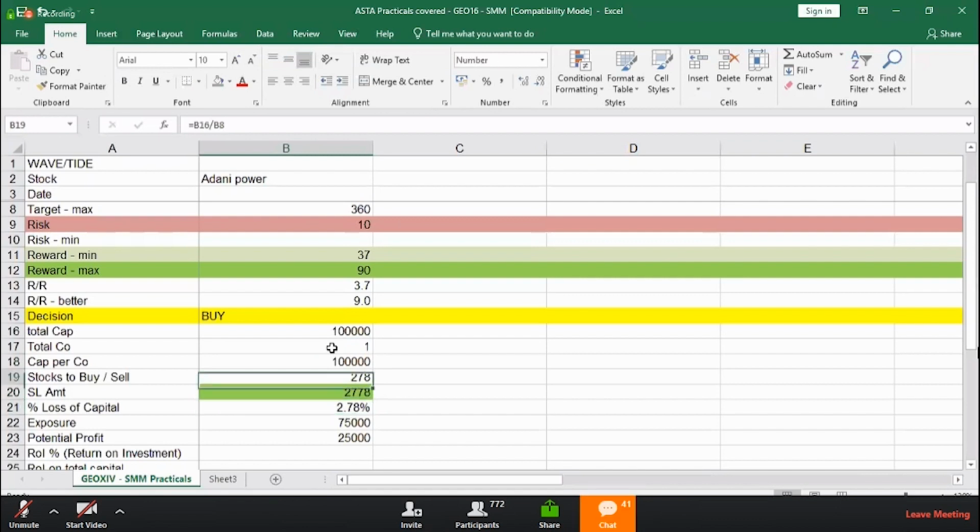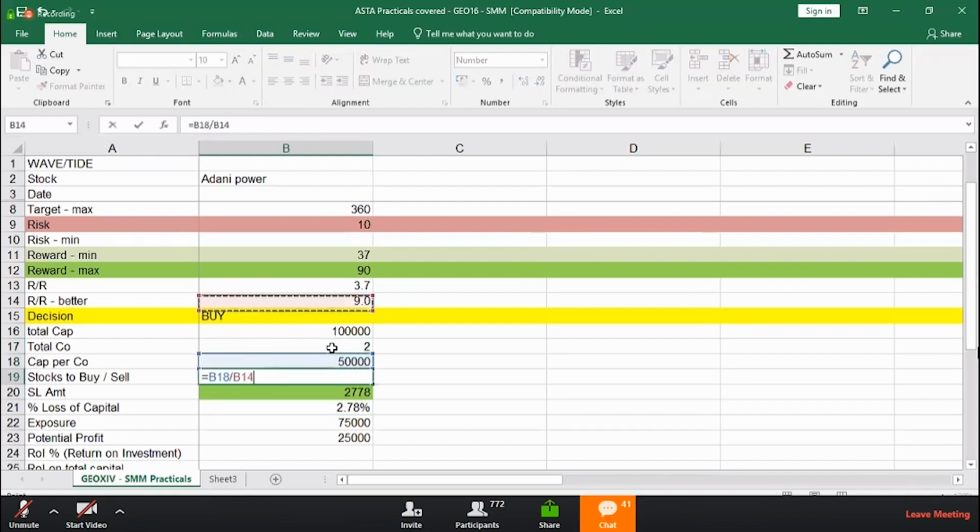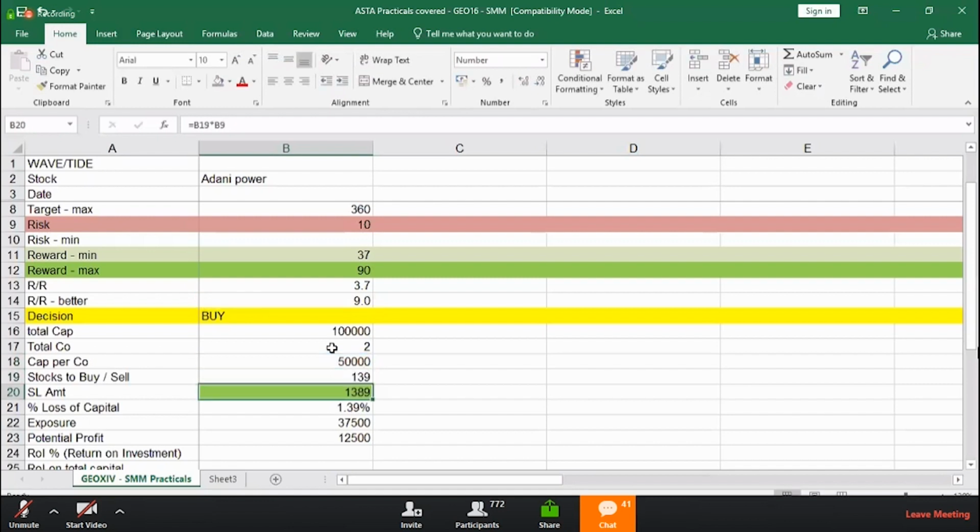So what you do, instead of putting the entire capital there, you take only 50,000 or even lesser, so that your risk becomes 1.39%. The stocks to buy is 139, or you may buy 150 shares. Still, it is 1.5%. You may buy 200 shares. Now this is cool. So your risk was 2,000, which is 2% of your capital. Your exposure is 54,000 out of 1 lakh, and your potential profit was 18,000 on a risk of 2,000.